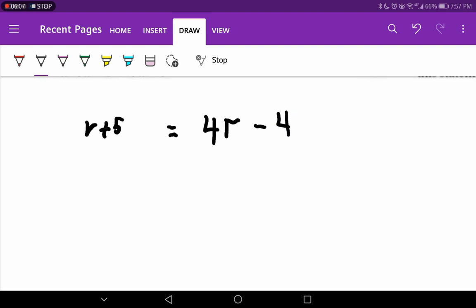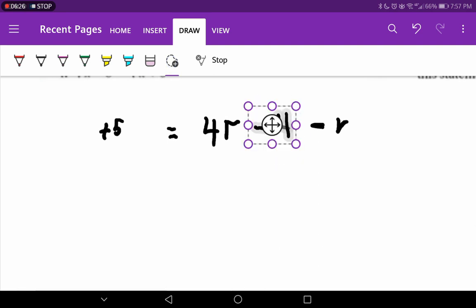Now this is the first step. Now collect the r's on the same side as we learned before. The r, I will throw it here. It will be negative. Step by step. And the -4, not the 4 only, I will throw it here and it will be positive.